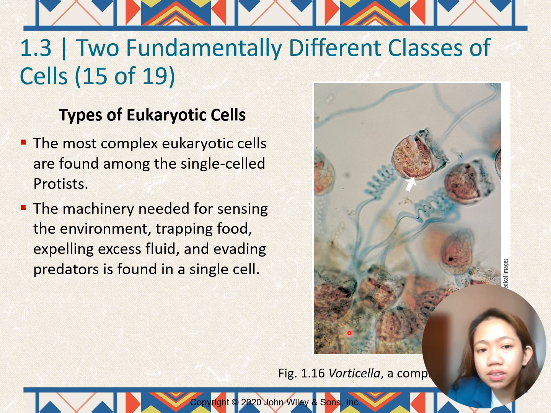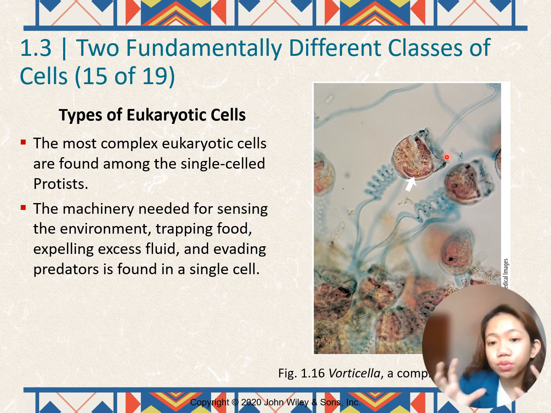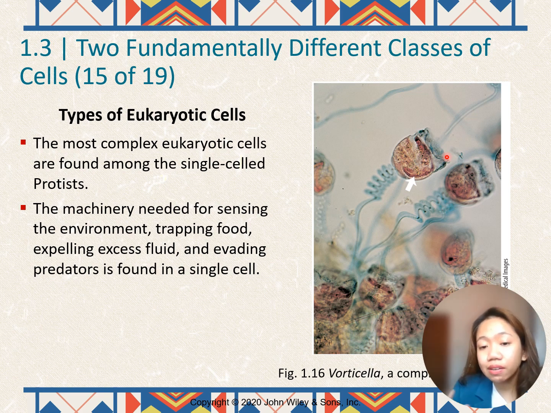consumes other organisms. So the vorticella cell uses its structures, its evolution of new structures, to sense the environment, to trap food, expel excess fluid because they live in a moist environment, and they also try to avoid predators using the structures right here. So the eukaryotes basically had evolved to very unique structures.